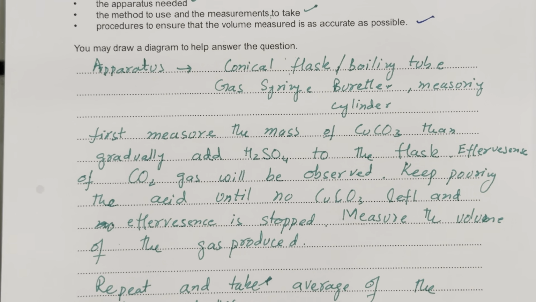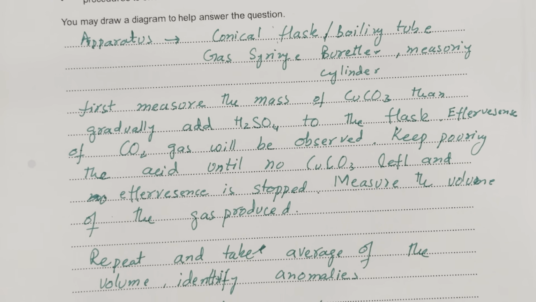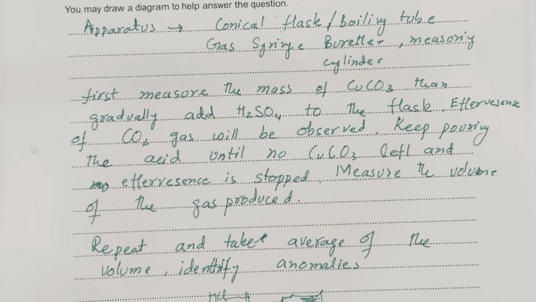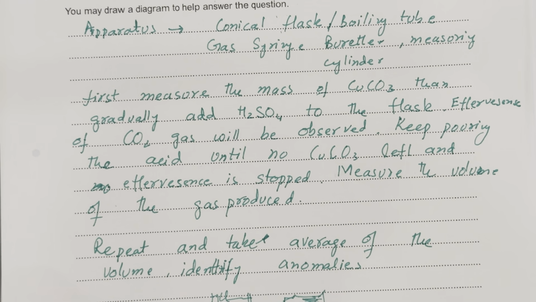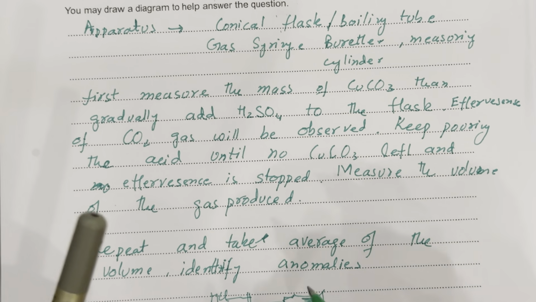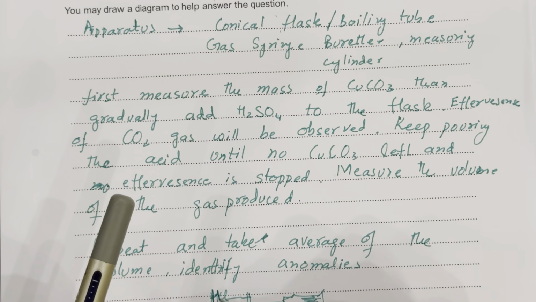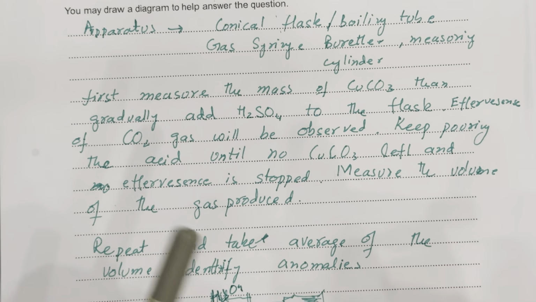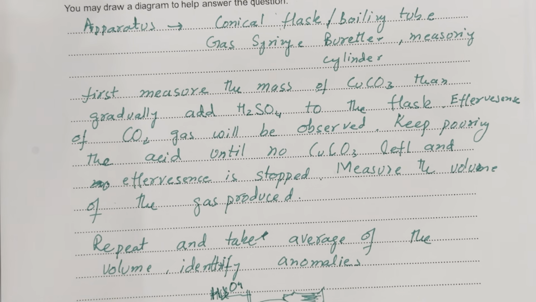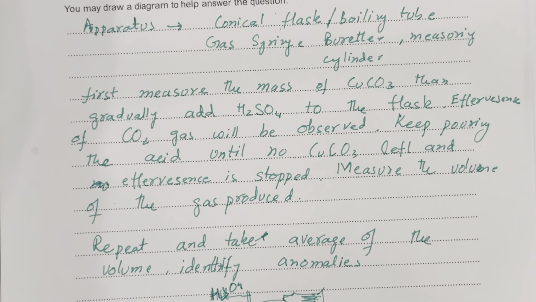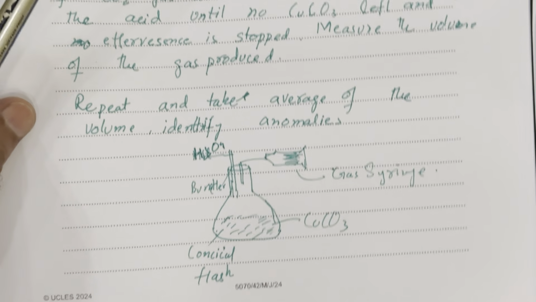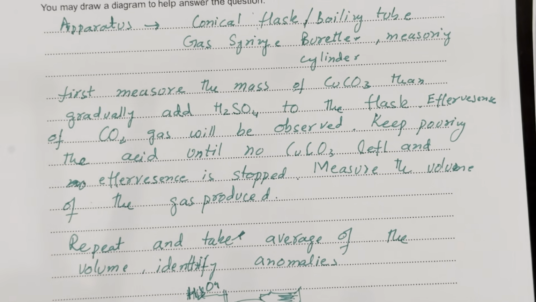First measure the mass of copper carbonate CuCO3 which you have added in the flask, then gradually add sulfuric acid, or you can add HCl in it. So you need to write H2SO4. Okay, over here in the diagram I have written HCl, I have changed it to H2SO4. Then you need to add H2SO4 to the flask.